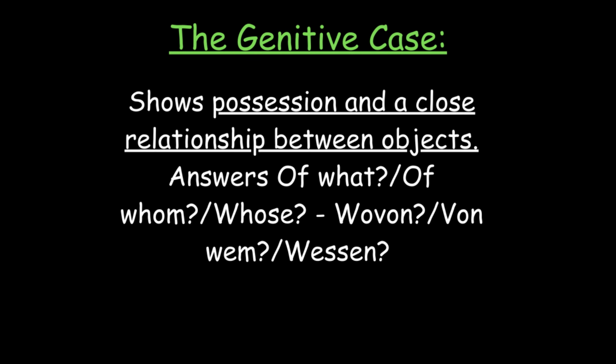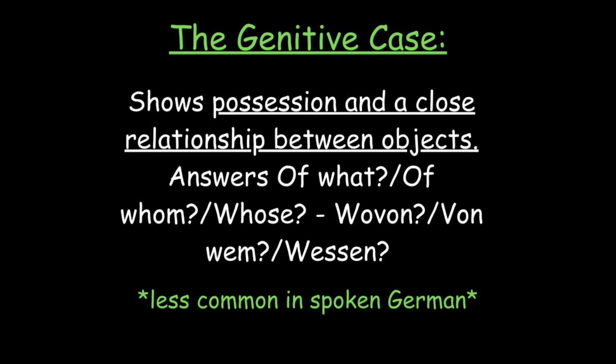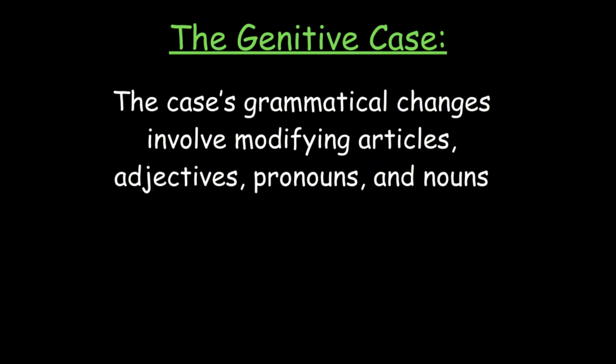The genitive in German is the last case that shows possession and a close relationship between objects. It answers the questions of what and of whom, or whose: Wovon, von wem, Wessen. The genitive is less common in modern spoken German, but is still vital in the language. The case's grammatical changes involve modifying articles, adjectives, pronouns, and nouns. Adjectives and pronouns are for future videos, but articles and nouns will be explained in this video.